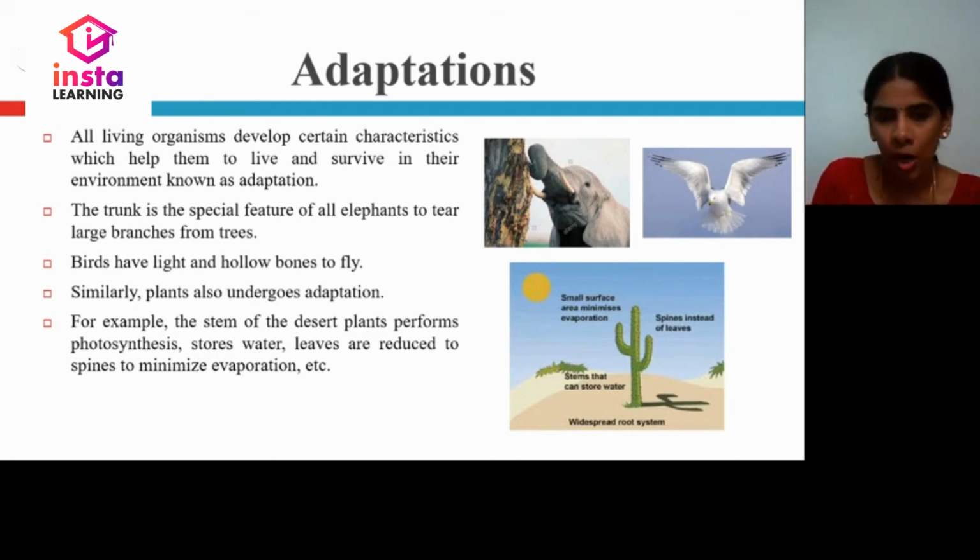If the leaf is broad, then evaporation will be maximum, because smaller surface area minimizes the evaporation. So the leaf, since it has been reduced to spines, stem will take the position of the leaf and becomes green in color, performs photosynthesis for food. And you can see the root system is widespread. That is, wherever water gathers, it starts absorbing the water too.